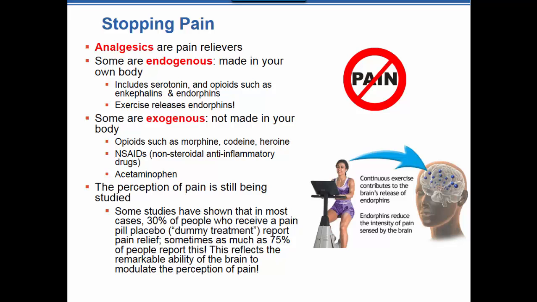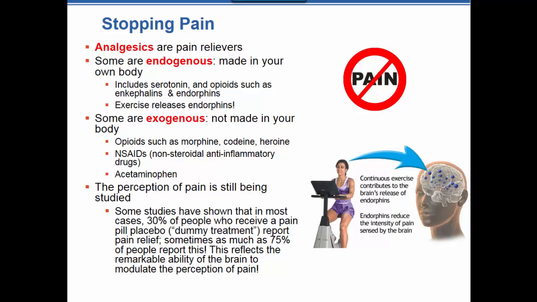NSAIDs, which are non-steroidal anti-inflammatory drugs, are also exogenous, and acetaminophen is exogenous. What's kind of interesting is all of the research that's been going on with pain. Studies have shown that in most cases, 30% of people who receive a pain pill placebo, in other words, a dummy treatment that's not supposed to reduce pain, report pain relief. So this is someone getting a sugar pill and saying, yeah, it's helping with my pain.